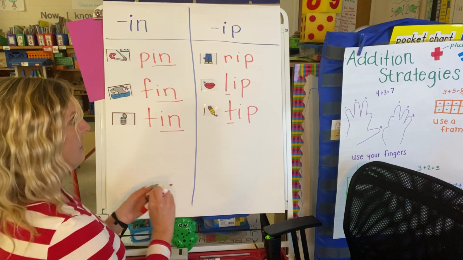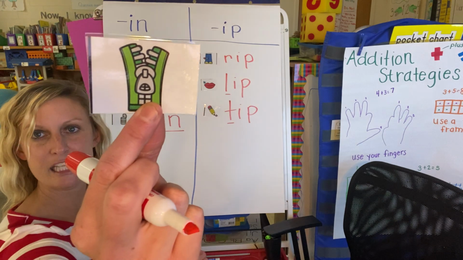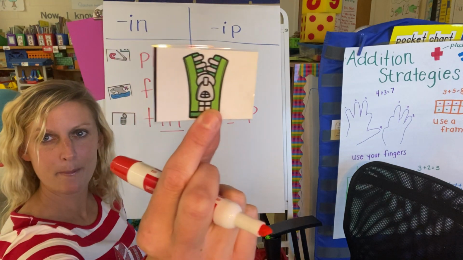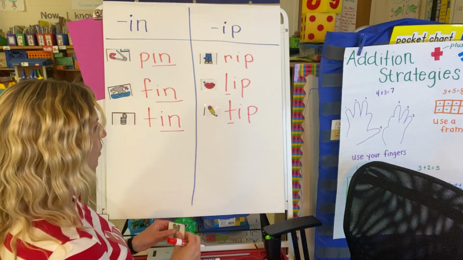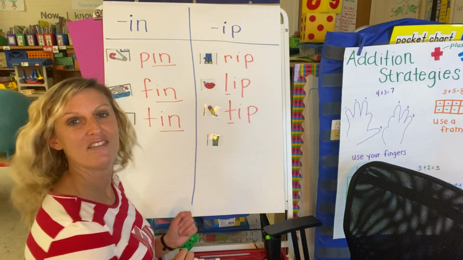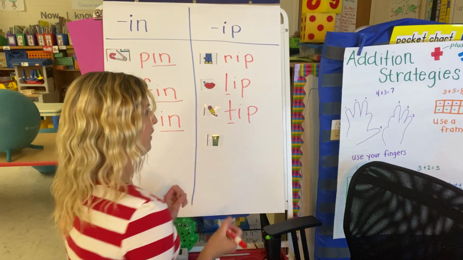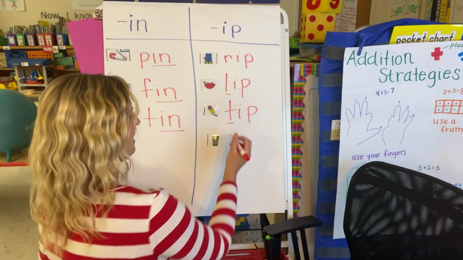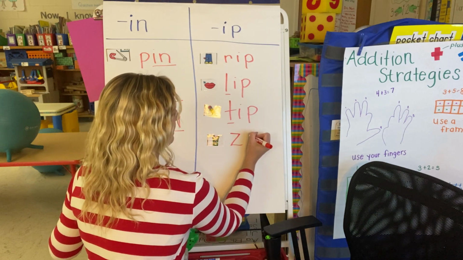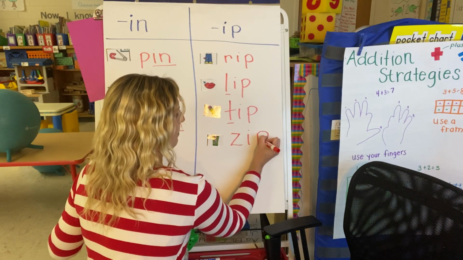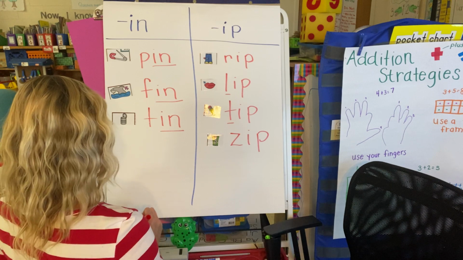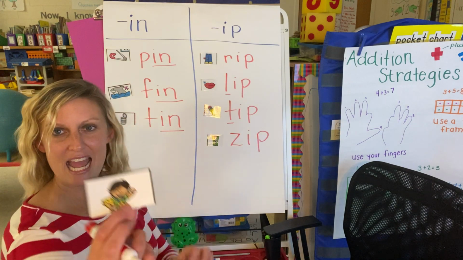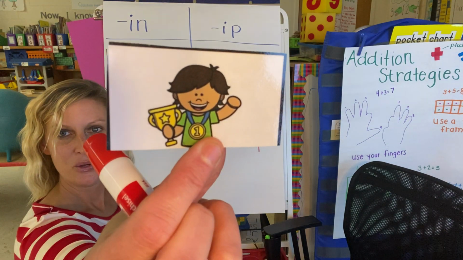The next one is zip. Zip. Does zip end with N or IP? Very good. It ends with IP. What's the first sound you hear in zip? It's a Z sound. Very good. Zip. Good job.